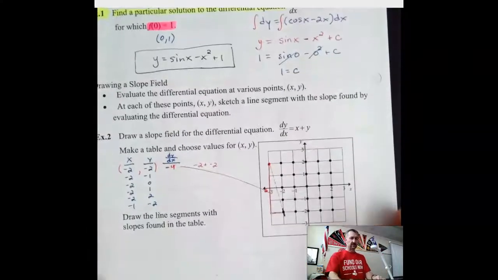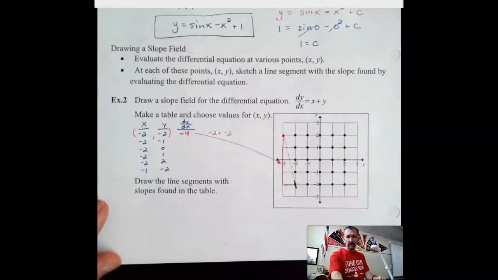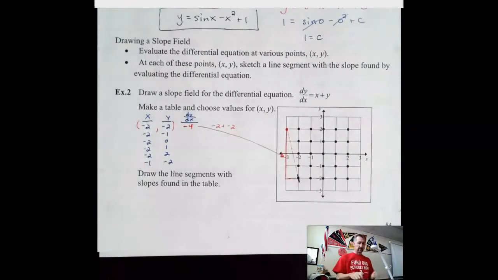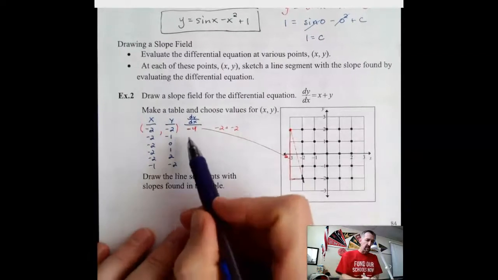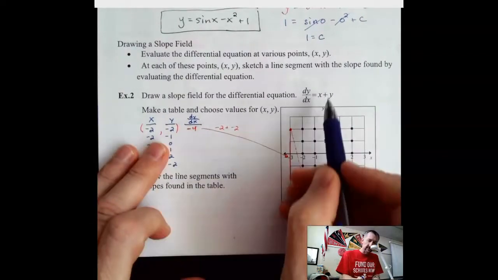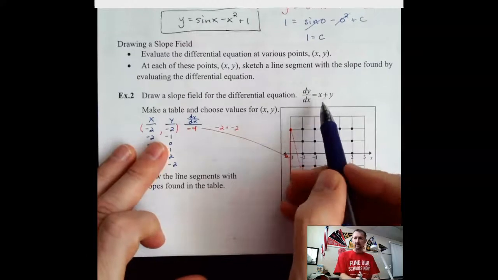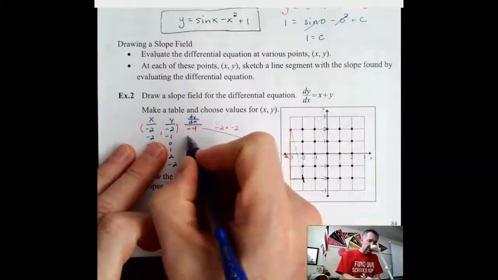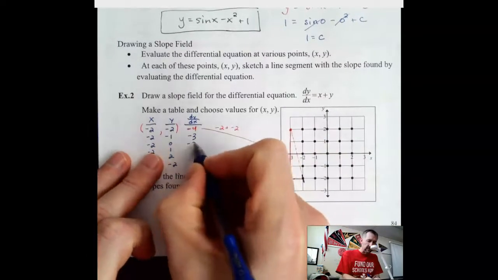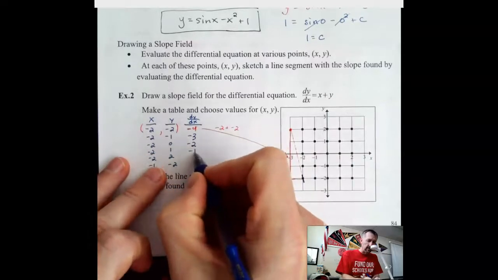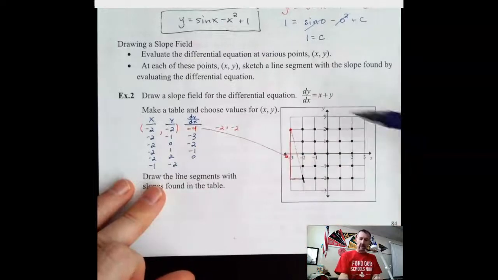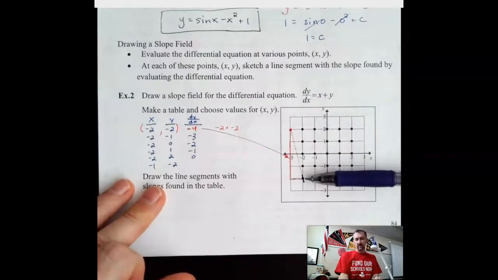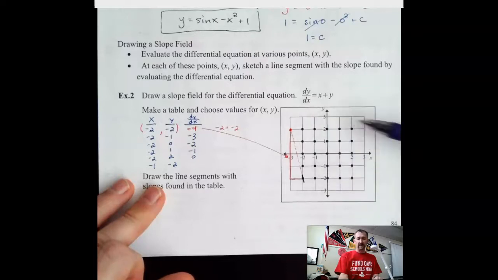Okay, so that's just the slope at one point, at -2, -2. You can kind of see I have that little dash there. Now I'm going to go through here and finish these. I'm just adding the x and the y coordinates together. So this is going to be -3, -2, -1, 0. On the AP test, when they ask you to do one like this, you just have to put slopes where the dots are.